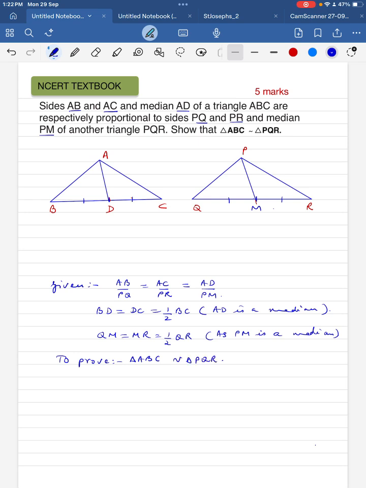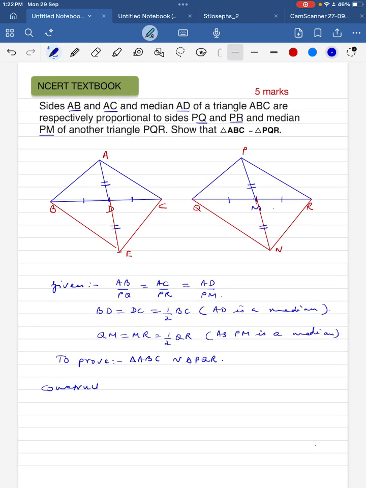Okay. So, in order to prove this, let me make a construction. I'm going to extend AD to a point E such that AD is equal to DE. And we also need to extend PM to a point N such that PM is equal to MN. Okay, so this point is E and this point is N. And we have to join C to E, B to E, Q to N and N to R. So we have made the construction in such a way that AD is equal to DE and PM is equal to MN.